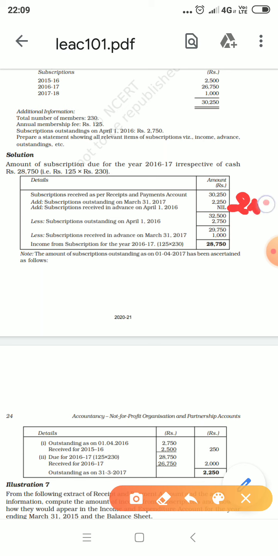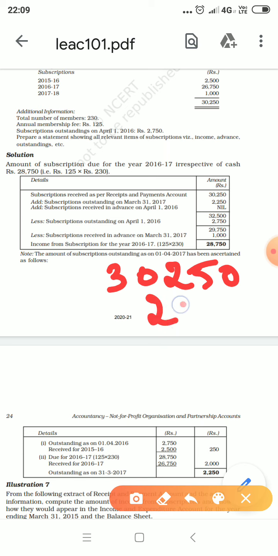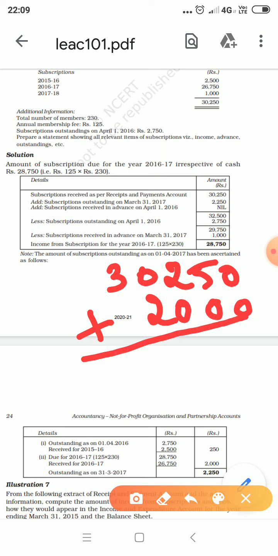2,000. It is not visible properly, so I will write it here. With 30,250, I will add 2,000. Then what else we have to add? Previous year's advance received during current year. In this question, we do not have any previous year's advance. So nothing else to be added. Now what do we get? 32,250. That we will do later.